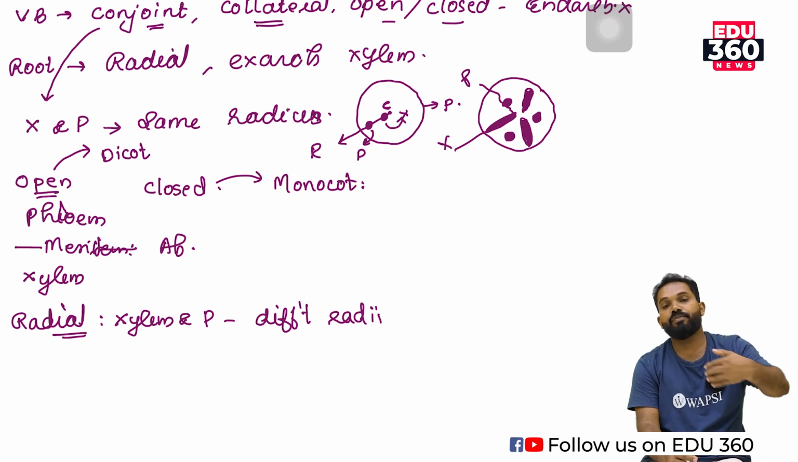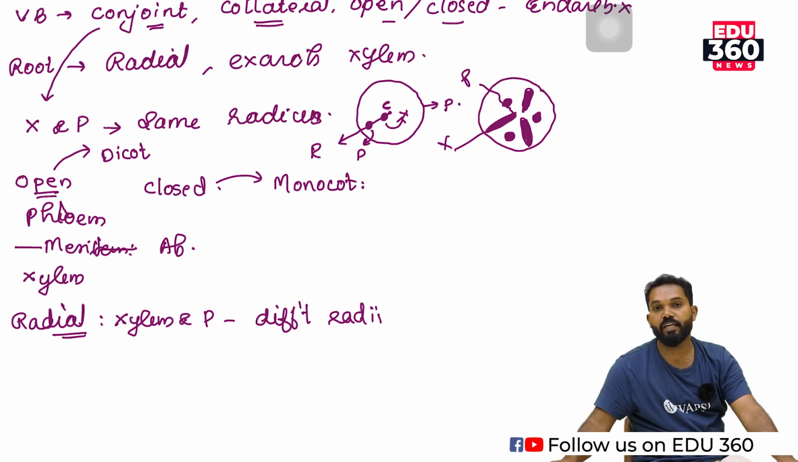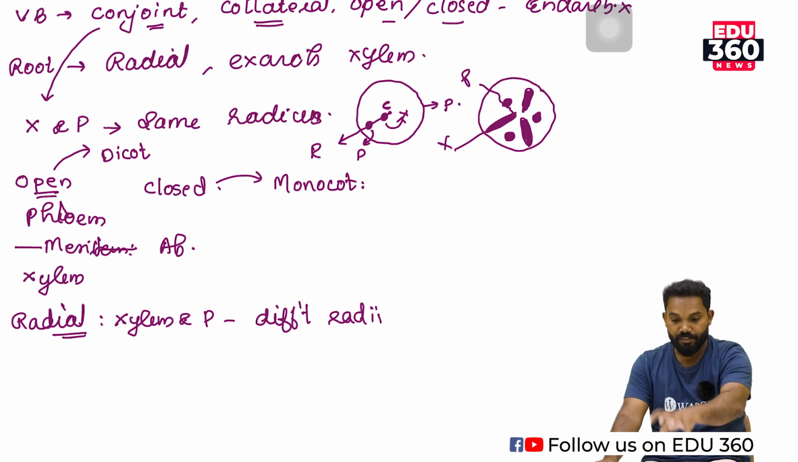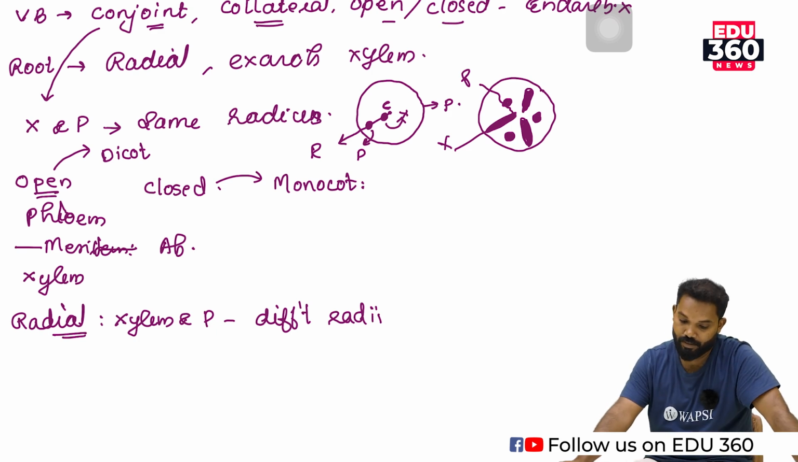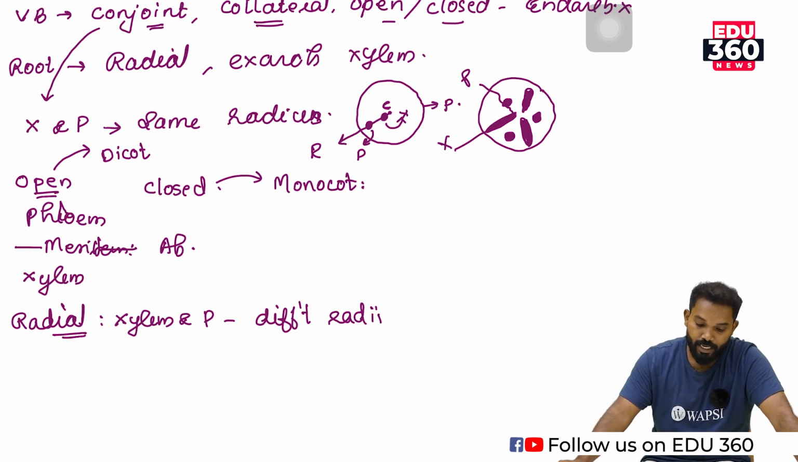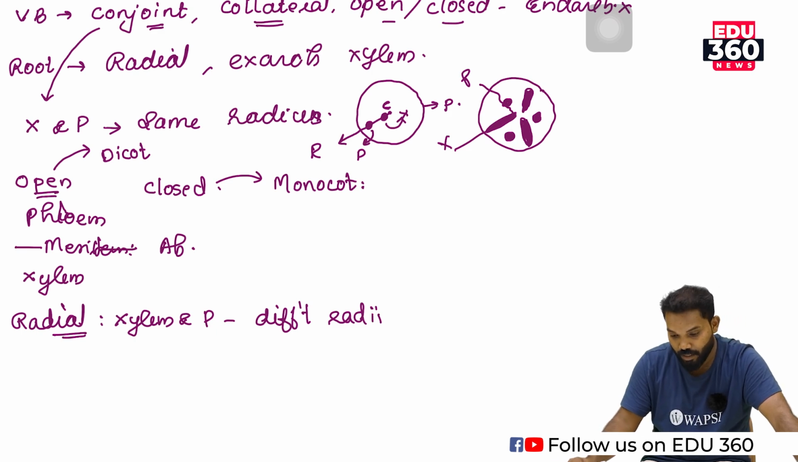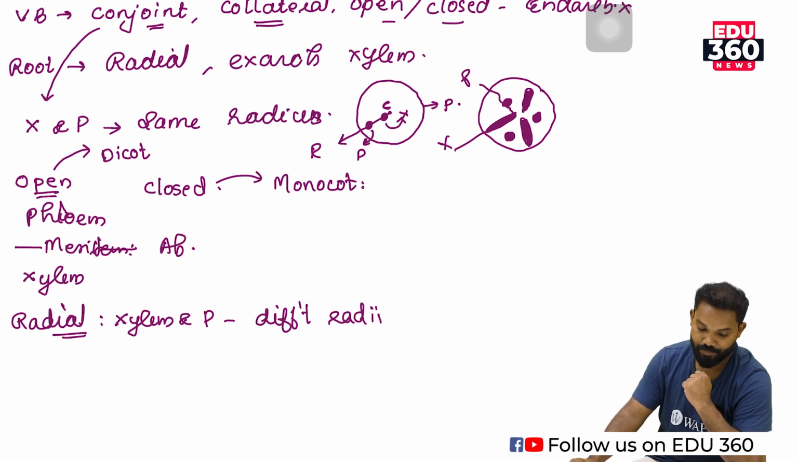Xylem and phloem are arranged in an alternate manner. The number of xylem and phloem bundles is the same. If there are two xylem groups, then obviously there are two phloem groups also. So the radial vascular bundle is the character of a root, where xylem and phloem are arranged in different radii.